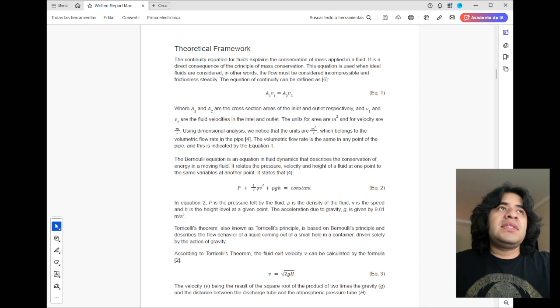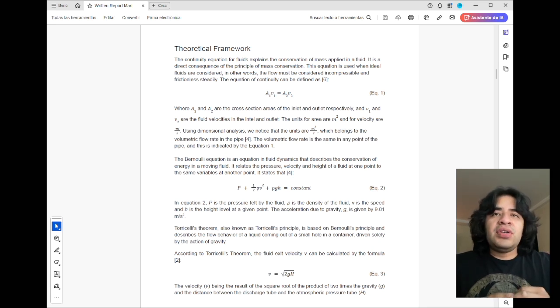The first one is the continuity equation, and it is considered as equation 1 for our report. This equation ensures mass conservation by relating the cross-section areas of the inlet and the outlet and the fluid velocities at the same points. The second relevant equation is the Bernoulli equation. It describes the conservation of energy in a fluid by a relation of the pressure, the velocity, and the height at two different points. In our report, it is stated as equation number 2.